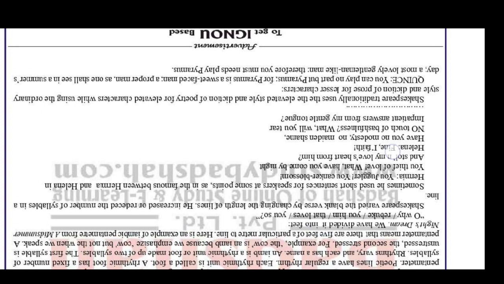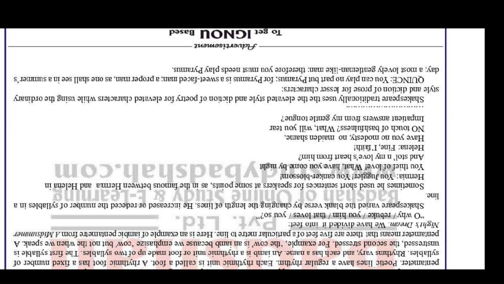Shakespeare used blank verse, which is supposed to be closest to spoken English. Blank verse is unrhymed verse in iambic pentameter. Poetic lines have a regular rhythm. Each rhythmic unit is called a foot. A rhythmic foot has a fixed number of syllables. Rhythms vary and each has a name.